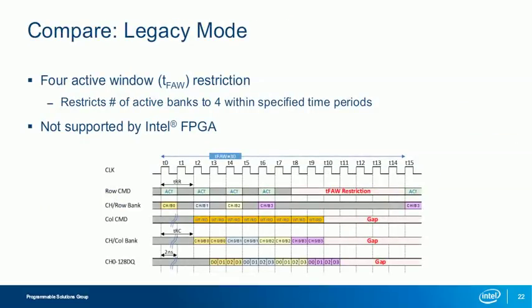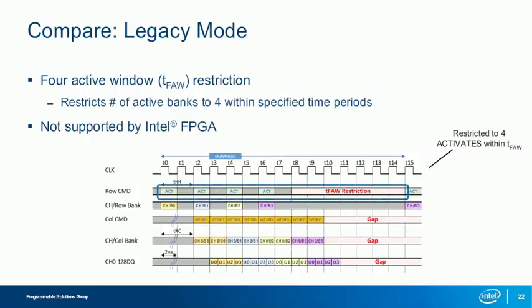This timing diagram for legacy mode helps show the advantage of pseudo-channel mode. The TFAW timing specification of the memory restricts the number of active banks to 4 within the specified time. Due to this restriction, in legacy mode, there can be 4 activate commands, but then about 7 cycles of accesses are lost. Note that this mode is not supported by the HBMC.